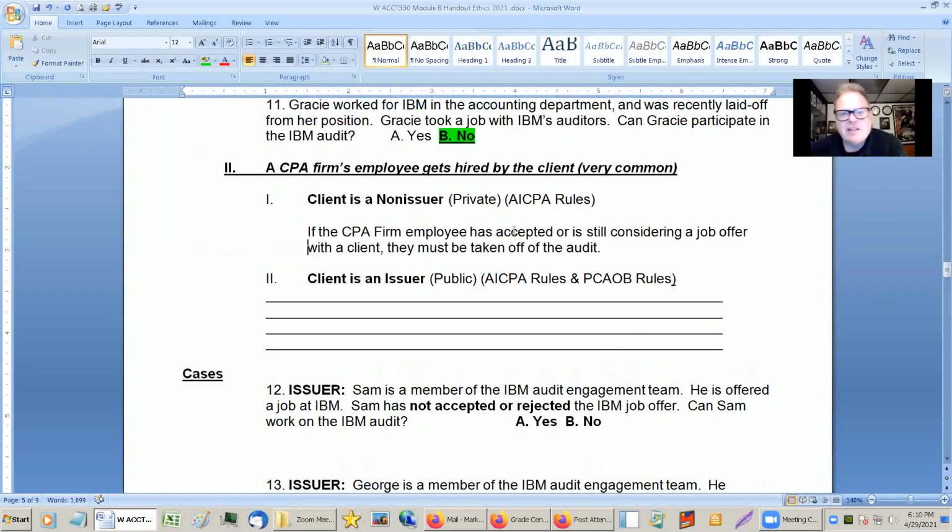So if they have accepted, so they get an offer from, let's say, IBM, or are still considering. So they've not accepted, but they're still considering the job offer with the client. They must be taken off the audit, because there's that potential that they will be virtually an employee of the client who would be working on the audit. So they must be taken off.